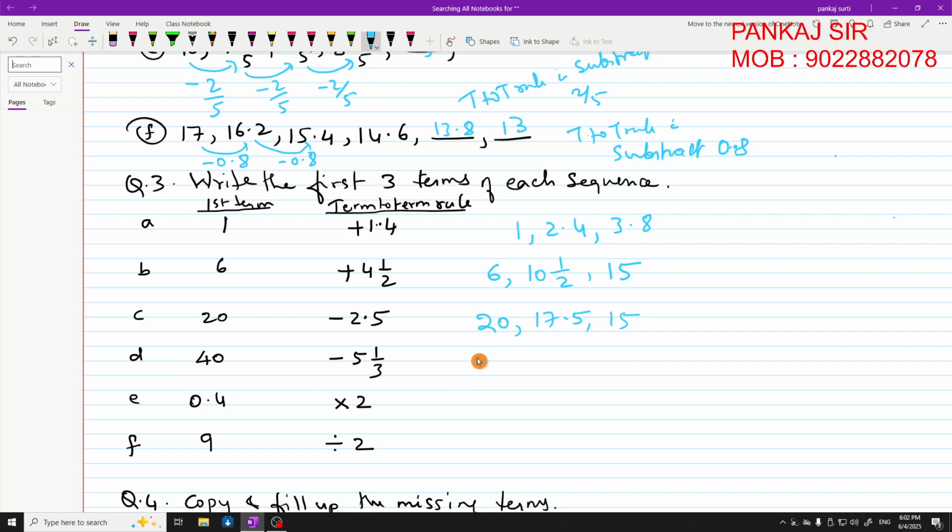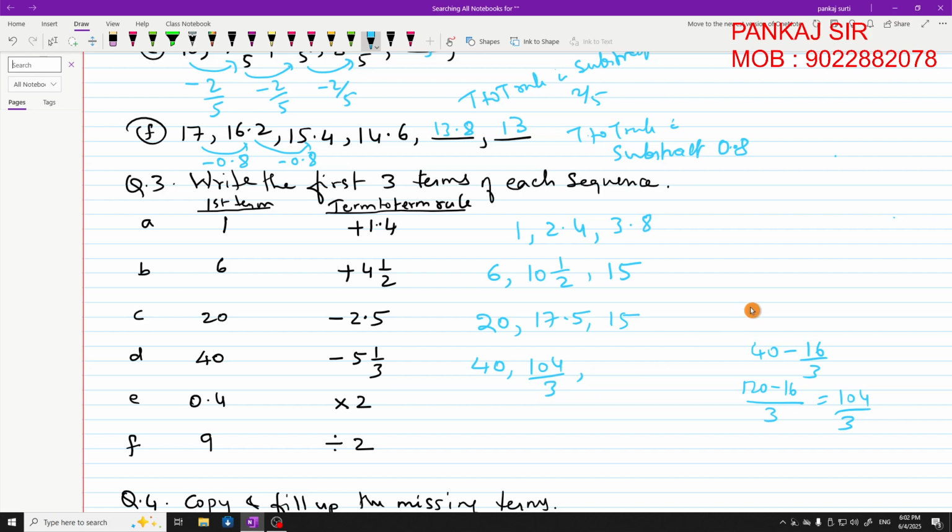Next is D. 40 is the first term, so I'll write that as it is. Second term I'll get by subtracting 5 1 by 3. So 40 minus 5 1 by 3 is how much? 5 1 by 3 can be written as 5 3s are 15 plus 1, 16 upon 3. And 40 can be written as 4 3s are 120, so 120 minus 16 upon 3. Let me check. 120 minus 16 is equal to 104 upon 3. So my next term will be 104 upon 3.